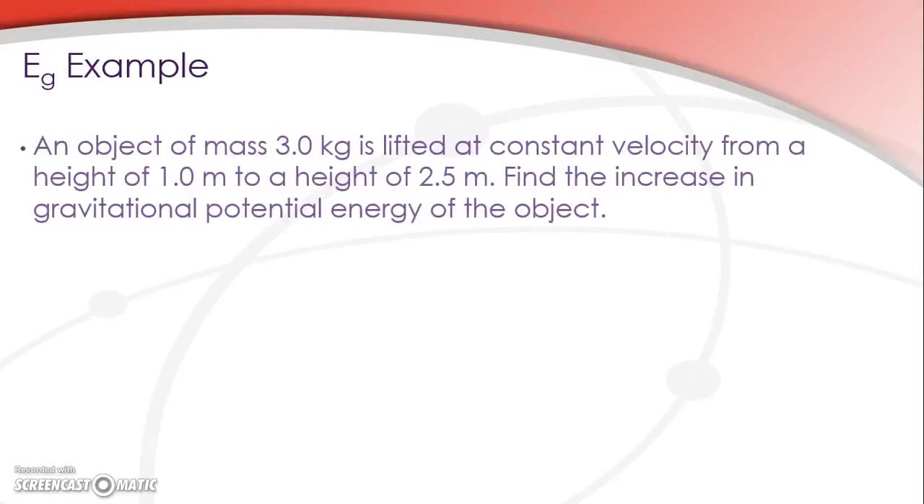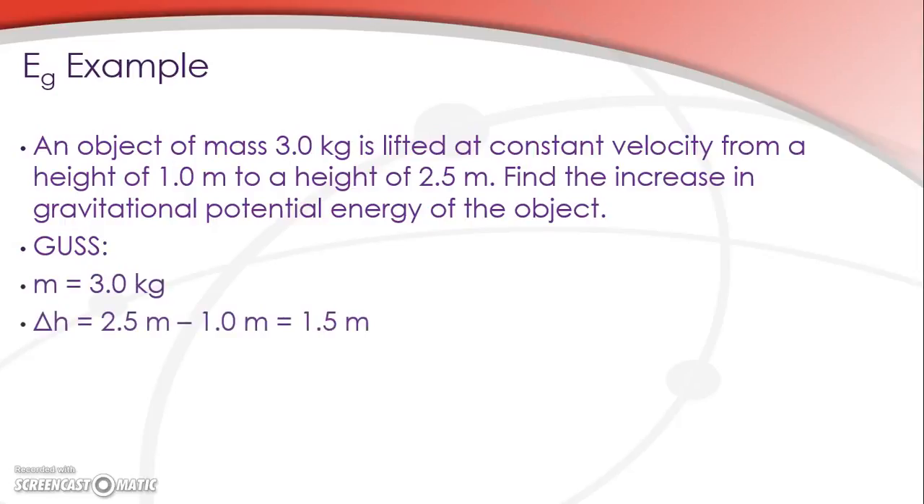Okay, so an example calculation. An object of mass 3 kilograms is lifted at constant velocity from a height of 1 meter to a height of 2.5 meters. What's the increase in gravitational potential energy? So, we've got a mass of 3 kilos. Our delta h is 2.5 meters minus 1 meter, or 1.5 meters, and g is 9.8 meters per second squared. And what we're asking is, what's the gravitational potential energy?